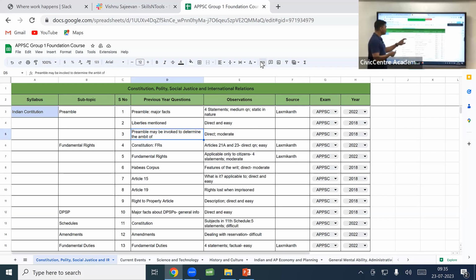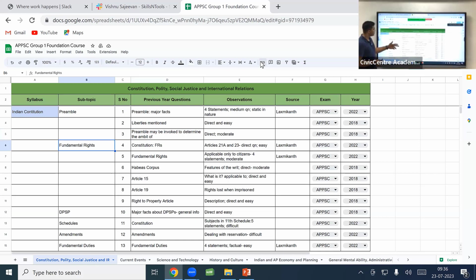Then this question was a little moderate because it was more of an application level. They did not ask, was the preamble amended ever? They did not ask which constitutional amendment amended the preamble, or the content within the preamble, or to arrange the content within the preamble. They asked, preamble can be invoked to determine the ambit of, and then they gave certain options. To answer that, you should know a bit more, the analytical part of the preamble, rather than just reading the content: what the preamble intends, in which all areas we can use the preamble. Is the preamble part of the Constitution? Can it be invoked to justify certain things? That part of analysis is what we will be covering in the class.